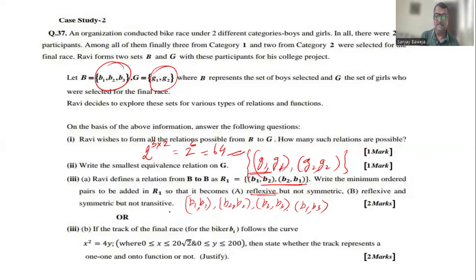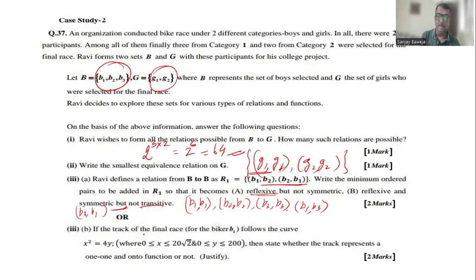The second part says reflexive and symmetric. For reflexive, you will do the same thing, but it must not be transitive. For this you will do one thing. Apart from these four, you will add one more, (B3, B1). In that case, it will be symmetric, right? But not transitive. So (B1, B2), (B2, B3), (B3, B1), and (B3, B1). In addition to these four, we add this one, right? Now it is reflexive and symmetric, but not transitive. You will write two separate answers for these two questions.